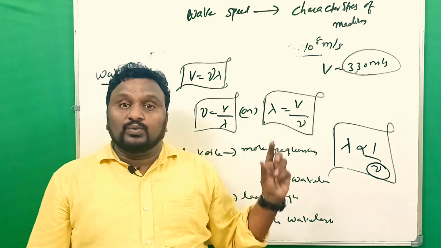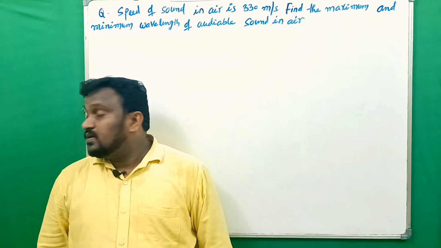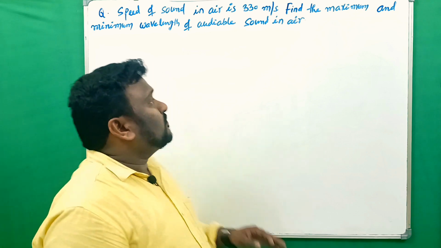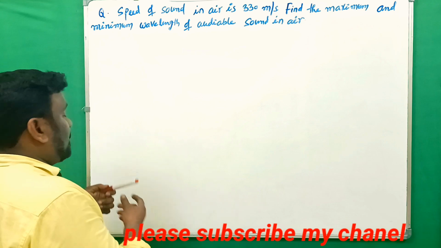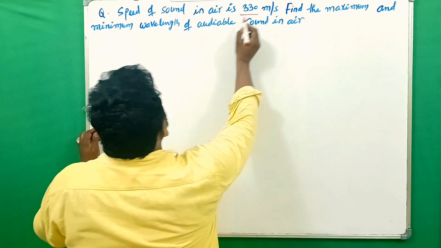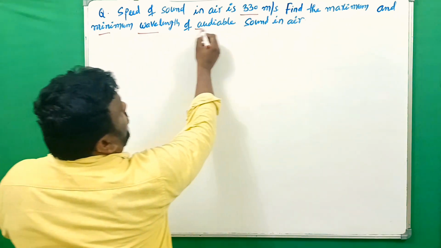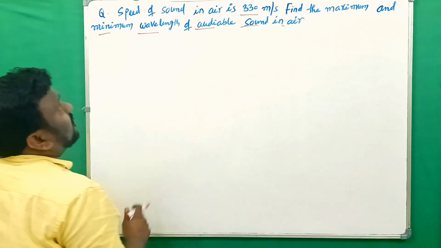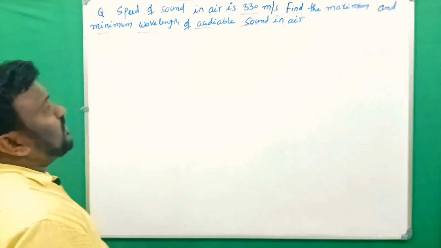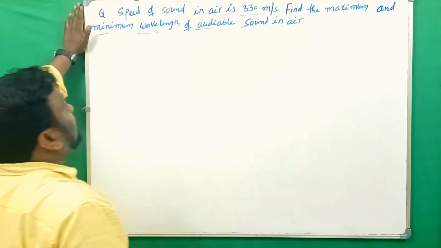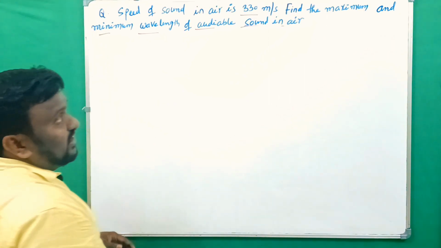Based on this, we will discuss one problem. The speed of sound in air is 330 meters per second. Find the minimum and maximum wavelength of audible sound in air.